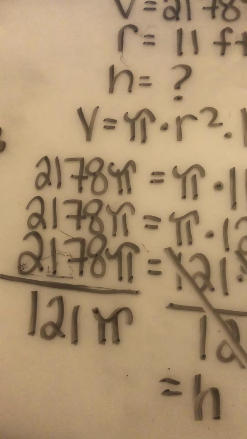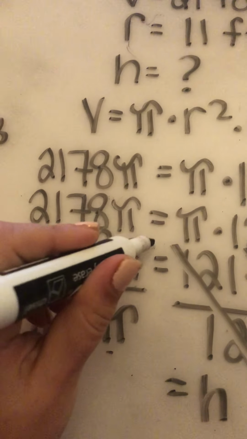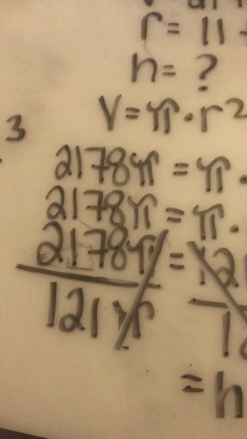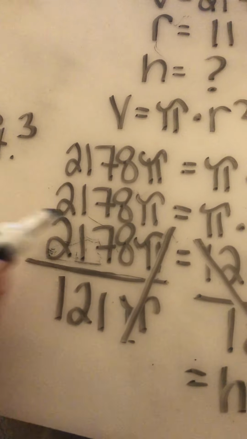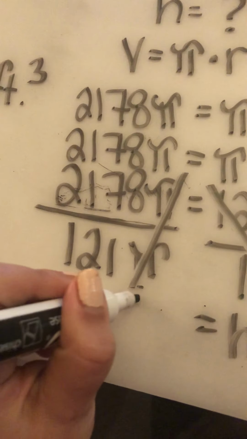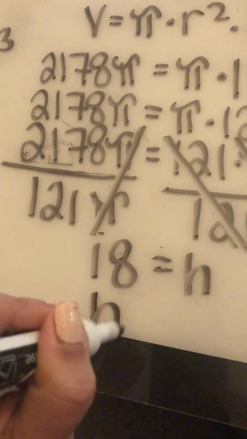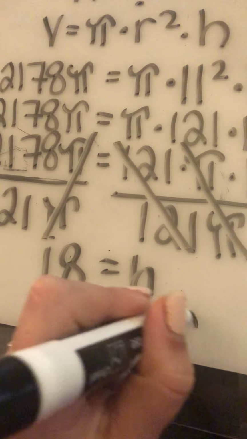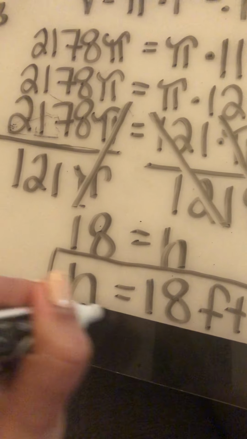And check this out. Again, look, we have pi over pi. Anytime you have the same thing over itself, it cancels out to 1. So we don't need it there anymore. And we simply just divide 2,178 by 121, and we get a nice whole number of 18. So my final answer is going to be h equals 18, and our units were feet. Again, remember singular units because it's only a dimension, not a volume.